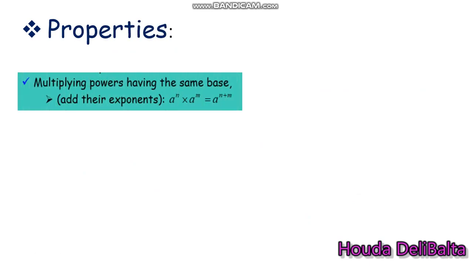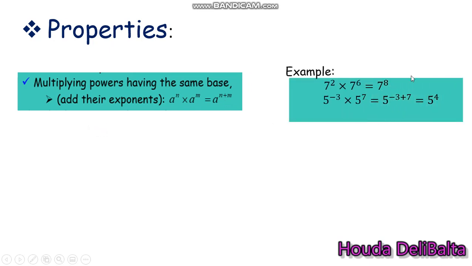Properties you already know about powers, but like a little revision for them. Multiplying powers having the same base. So if you have two powered numbers of the same base, as you see here, A power n times A power m, notice that they have different exponents but same base, then all what you have to do is to add their exponents. Example, 7 squared times 7 power 6 is 7 power 8. We add 2 and 6. 5 power minus 3 and 5 power 7 when multiplied together will give 5 to the power 4 by adding minus 3 and 7.